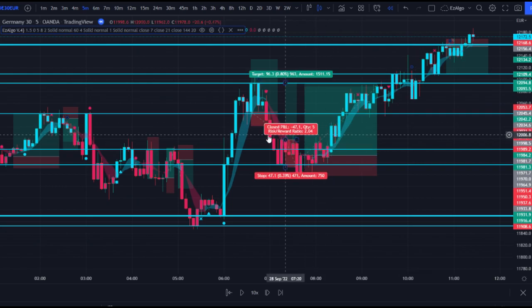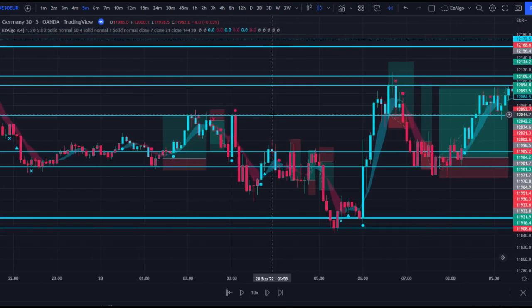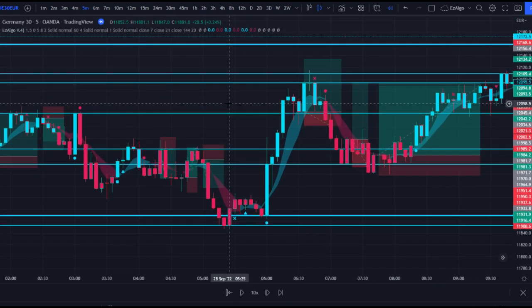And this is on the DE30 in some terrible market conditions, right? And we were still extremely profitable even in these terrible market conditions. So, you know, if you want to try some other pairs as well, that's fine.